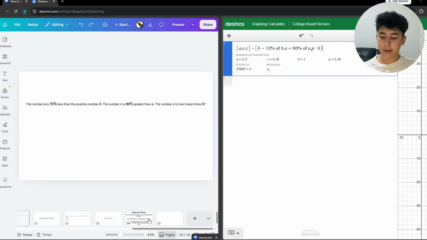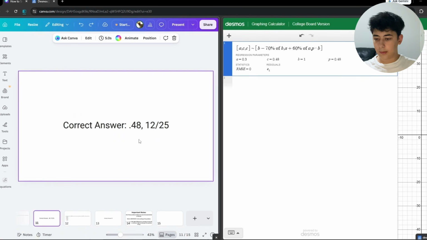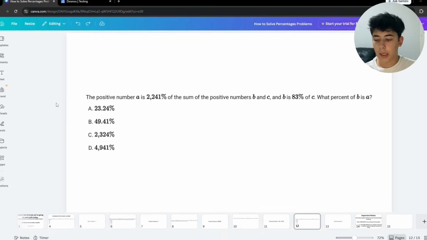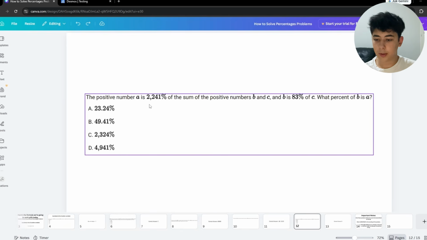And you can see here that the answer is indeed 0.48. Now on to the final problem. The positive number A is 2241% of the sum of the positive numbers B and C, and B is 83% of C. What percent of B is A?